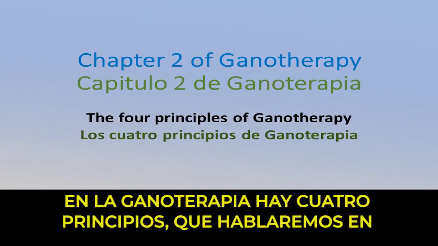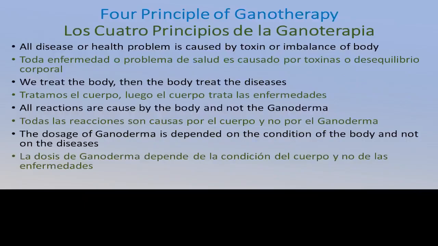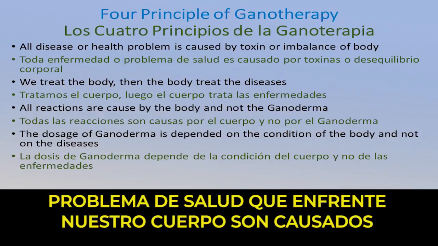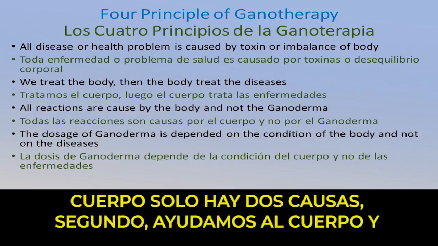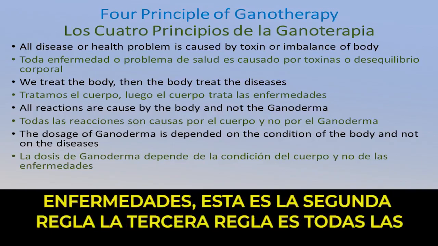In ganotherapy, there are 4 principles. We are going to discuss in detail these 4 principles. The first principle is that all diseases or health problems, whatever problem is faced by our body, are caused by 2 causes only: the toxin and the imbalance of the body. Only 2 causes. Secondly, we treat the body, then the body treats the disease. We never treat disease. This is the second rule.